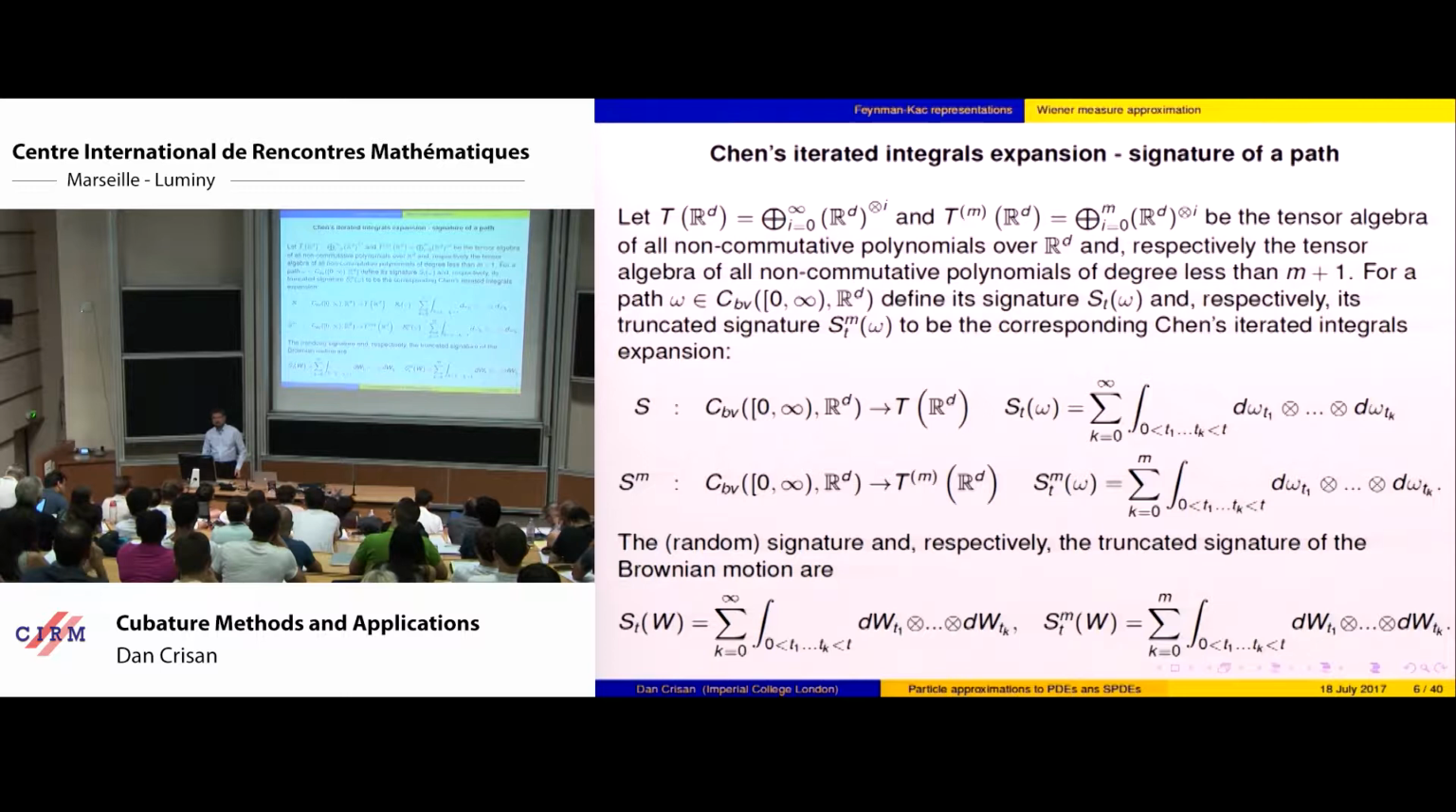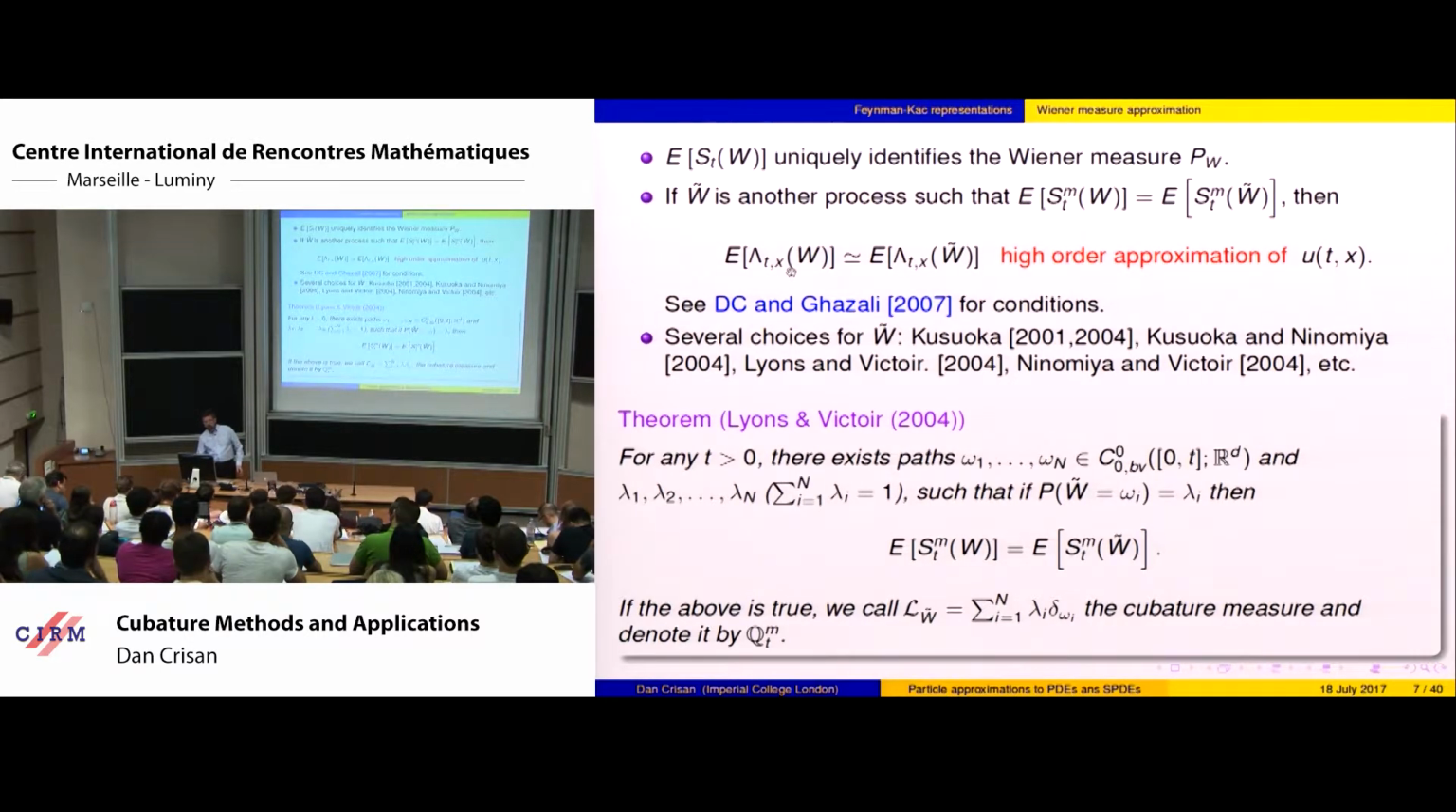But there's more. If you have a process, if you start with a measure on the Wiener space, a set of continuous paths, and you look at the corresponding process, and you are able to compute the expected value of the signature of the process, this quantity identifies the law of the process. So if you have two different processes that have the same signature, they will have the same law. In particular, it's quite easy to compute the signature of the Wiener measure, because we know how to compute the expected value of iterated integrals of Brownian motion. That's easy. Everybody knows this.